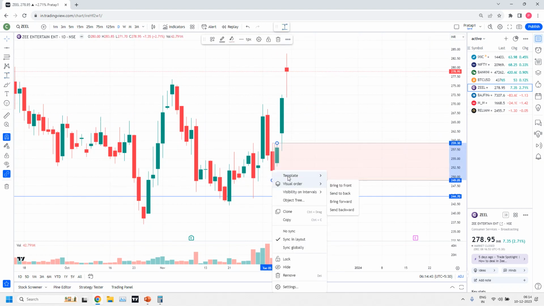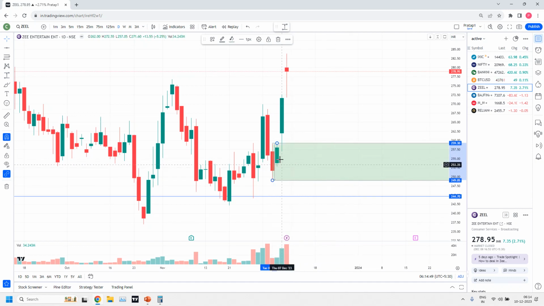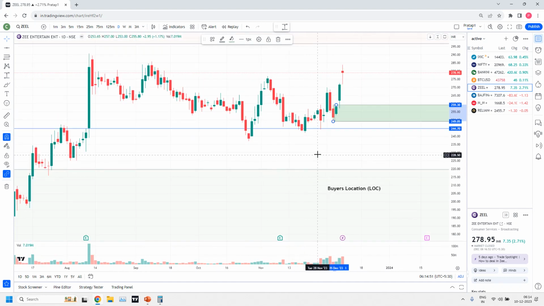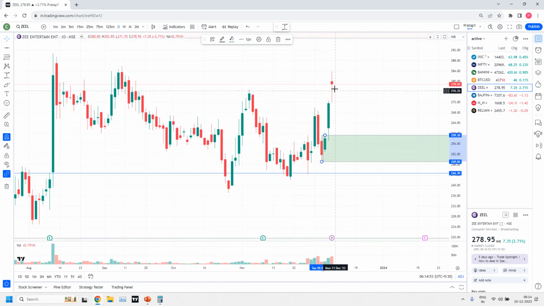Which zone it is? Demand zone. Which time frame it is? Daily. So DDZ I am selecting. I am giving the color for daily demand zones. Okay, similarly now you go backward and see which is the nearest supply zone to this current prices.